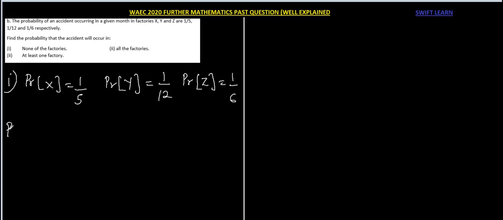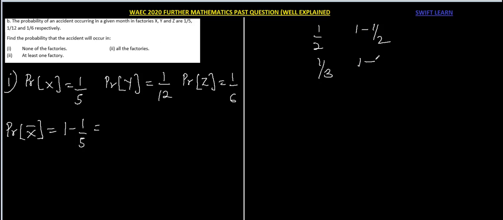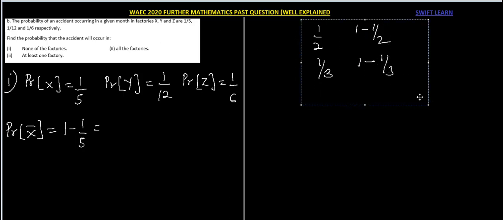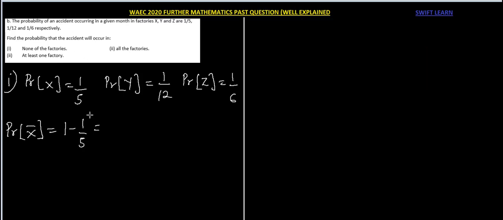So if I want the probability that it is not X, that means the accident will not occur at X, it will be 1 minus 1 over 5. That's the rule of probability. For example, if something will occur with probability 1 over 2, the probability that it will not occur will be 1 minus 1 over 2. If it is 1 over 3, the probability it will not occur will be 1 minus 1 over 3. So it is as straightforward as that. So okay, moving on.